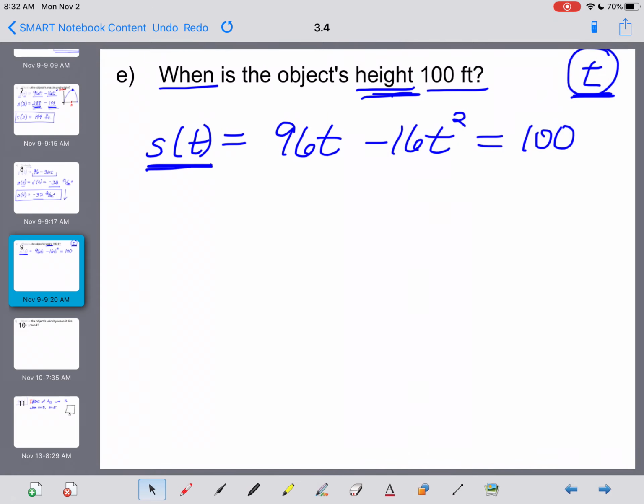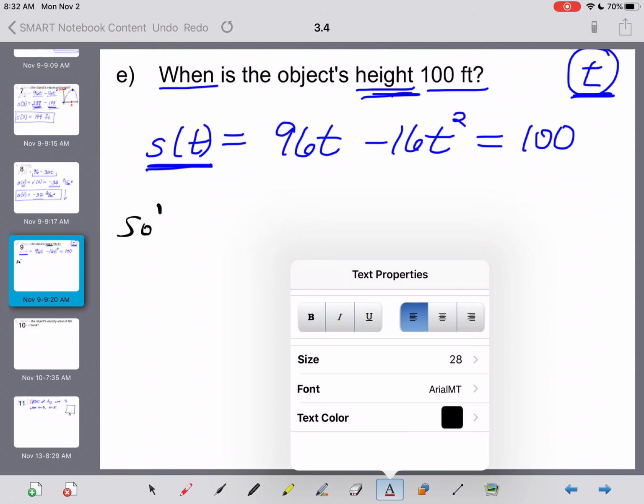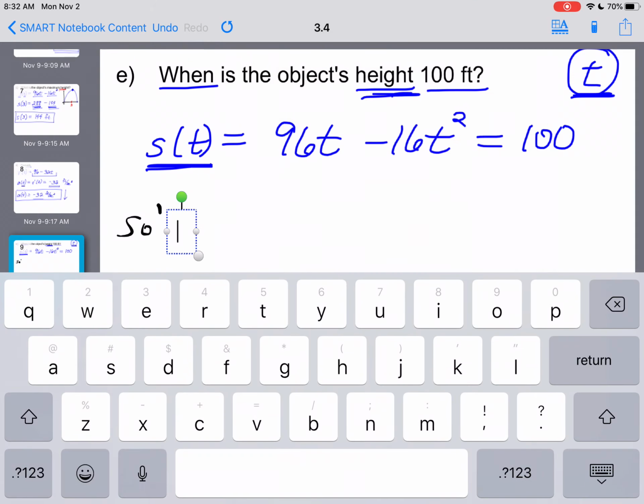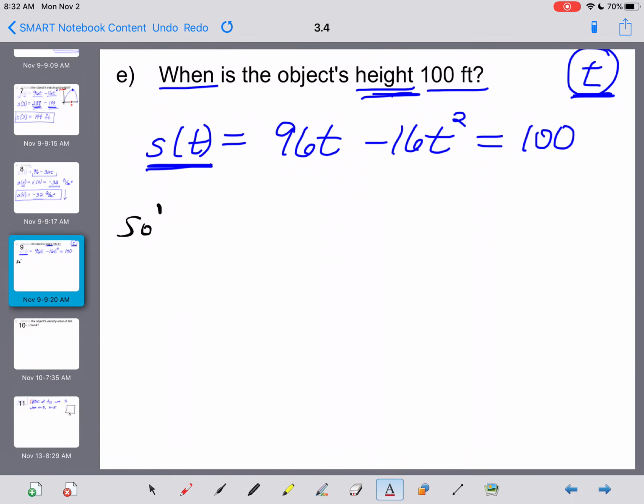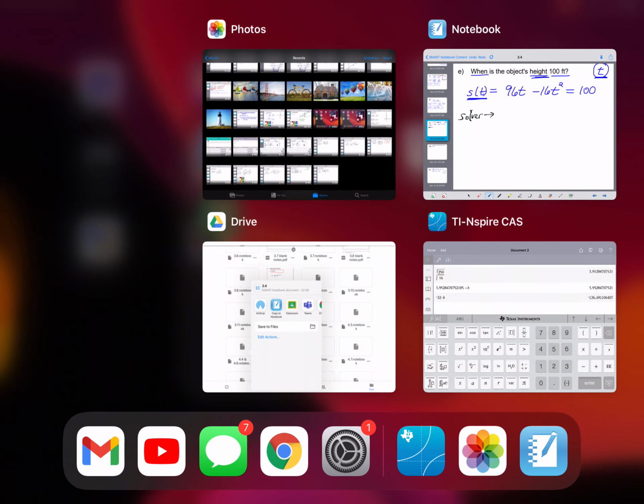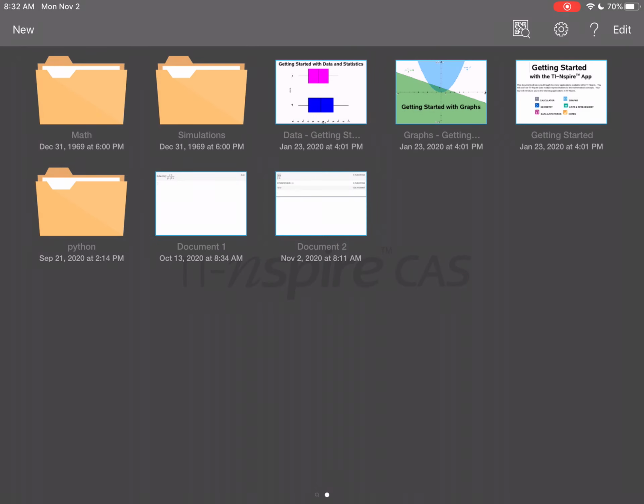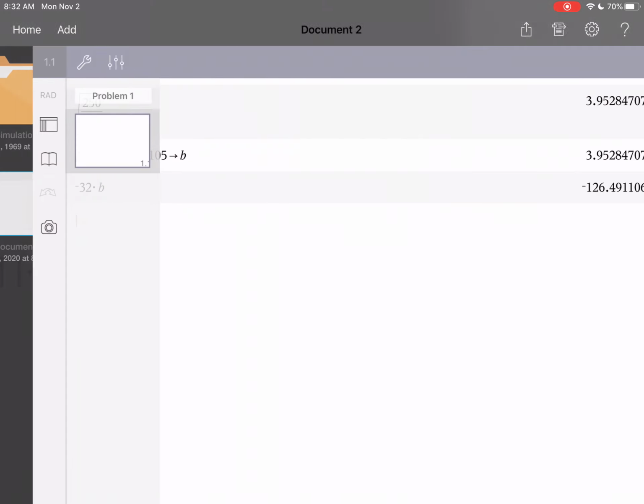What we're going to do instead is simply go to the solve feature on our calculator. Whoa, that's really messy. So let me remind you guys how to do this. Where's the document I was in? This one right over here.